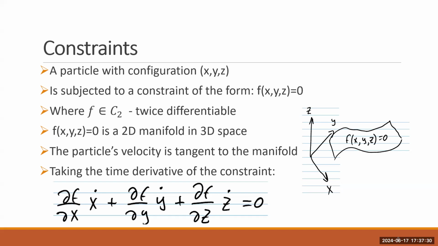If we take the time derivative of the constraint, we get this equation, df over dx times x dot, and so on. This is the derivative of the constraint. And we can see that this is simply the gradient of f with respect to x times the velocity x dot, y dot, z dot.